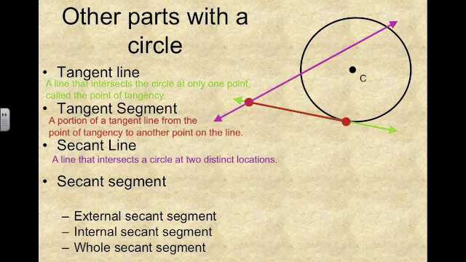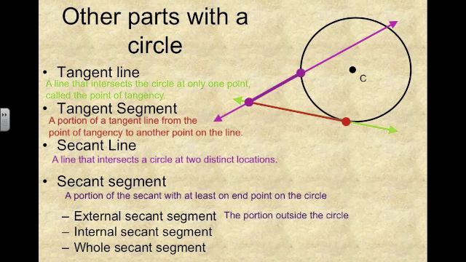A secant line is a line that intersects at two distinct locations. So a secant line is a line that intersects a circle at two places. Now, we got different types here. A secant segment is a portion of a secant line with at least one point on the circle. Now, we've got three types here. The first one is the external secant segment, and that's from a point on the circle to a point outside the circle. Secant segment, outside.